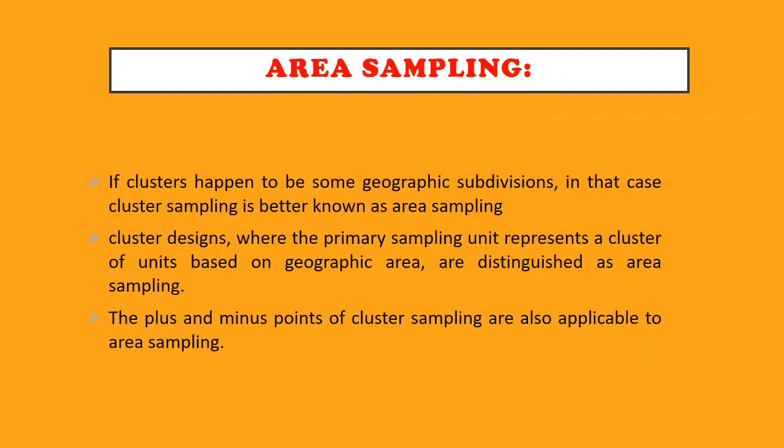The next one is area sampling. This area sampling is a variant of cluster sampling, and under this method, groups or clusters are formed on a geographical basis. That is the speciality of area sampling. That means based on the geographical area, we will select a sample.